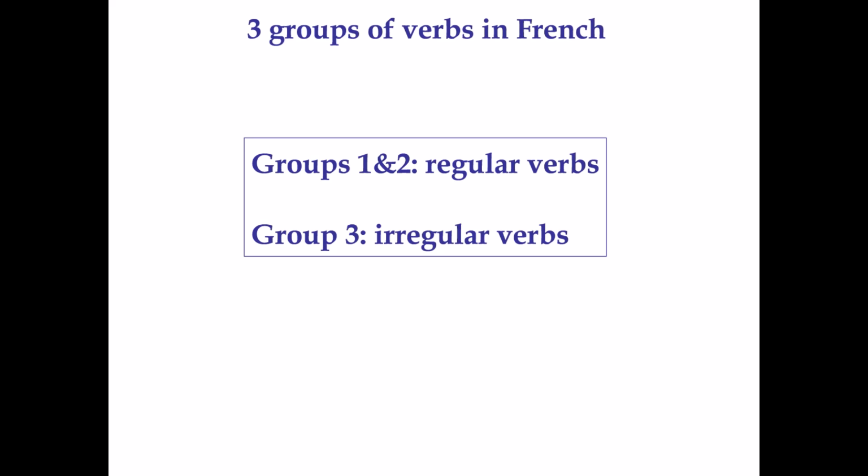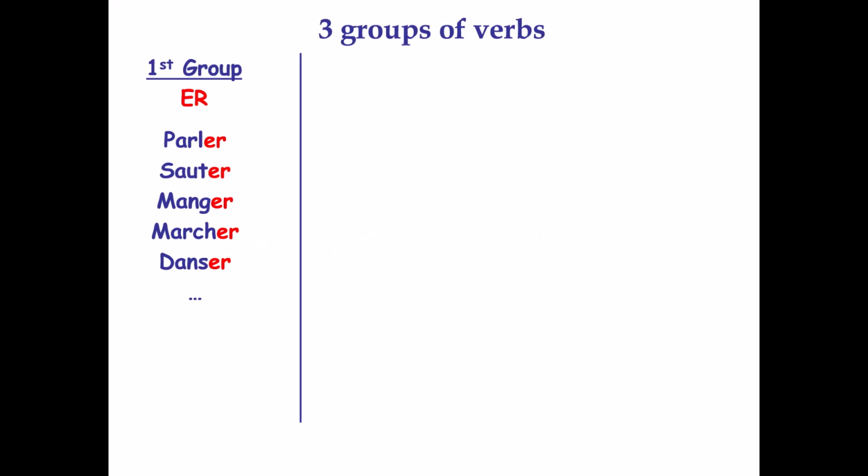So how do we know a verb belongs to group 1, 2, or 3? Let's start with group 1. All the regular verbs ending with ER belong to group 1. For instance, parler, to talk, sauter, to jump, manger, to eat, marcher, to walk, or danser, to dance, belong to group 1.